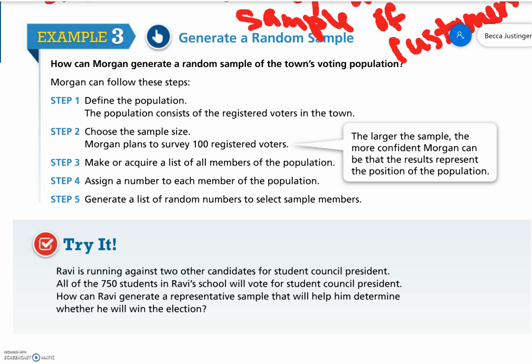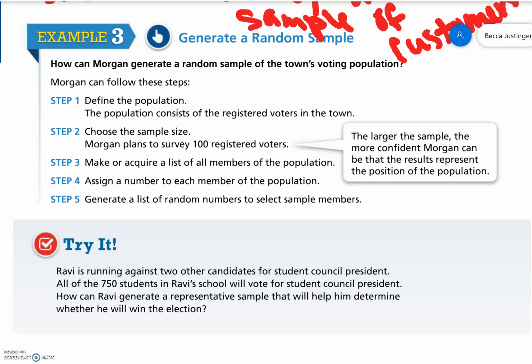Step 2, choose the sample size. Morgan plans to survey 100 registered voters. The larger the sample, the more confident Morgan can be that the results represent the position of the population. So yeah, surveying 2,000 people would be better than surveying 100 people, but she just doesn't have that kind of time. So surveying 100 people is good. It's better than surveying 10.